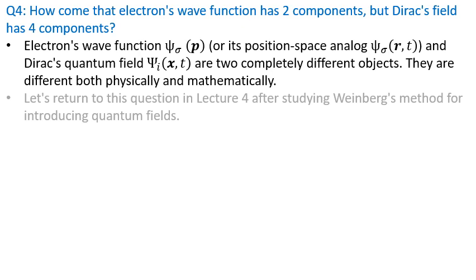Electron's wave function and electron-positron Dirac field are two completely different physical and mathematical objects. They have very little in common. Perhaps the only similarity is that for some inexplicable reason, many people keep using the same Greek letter psi to denote these two different quantities. I don't want to go deeper into this subject now. Let us return to it later when we'll discuss the idea of quantum fields.